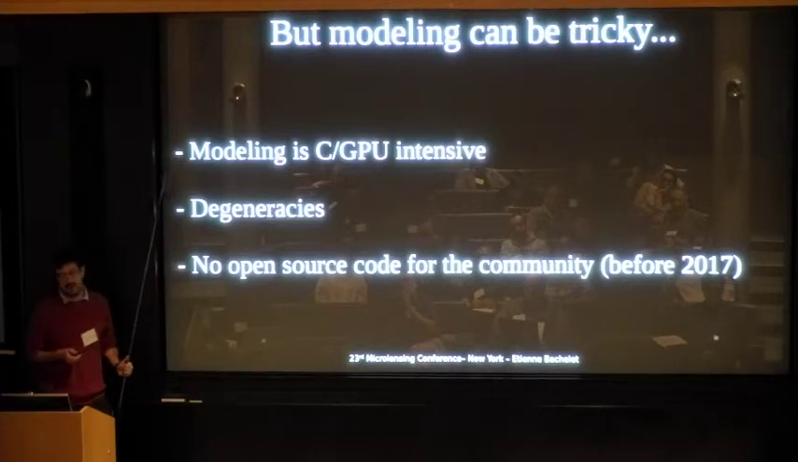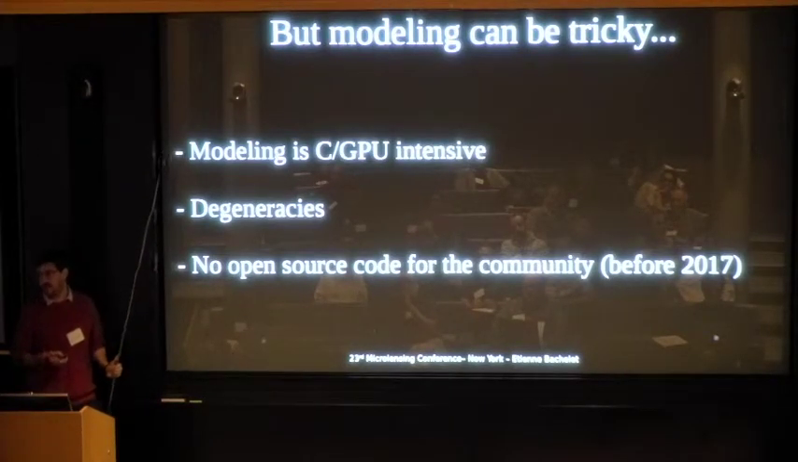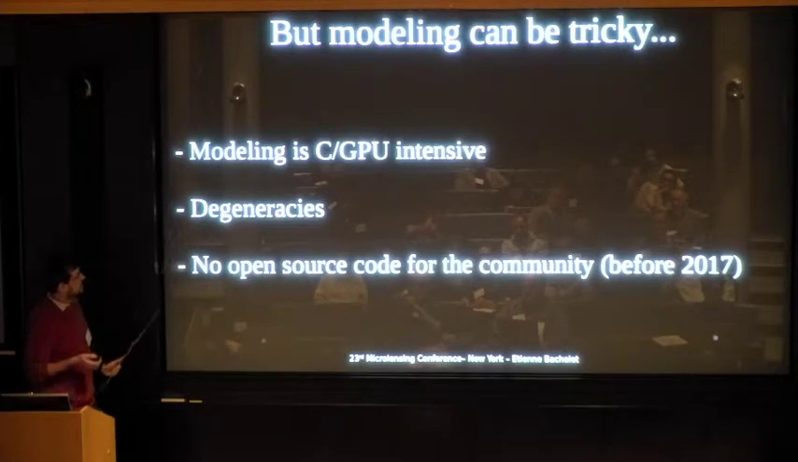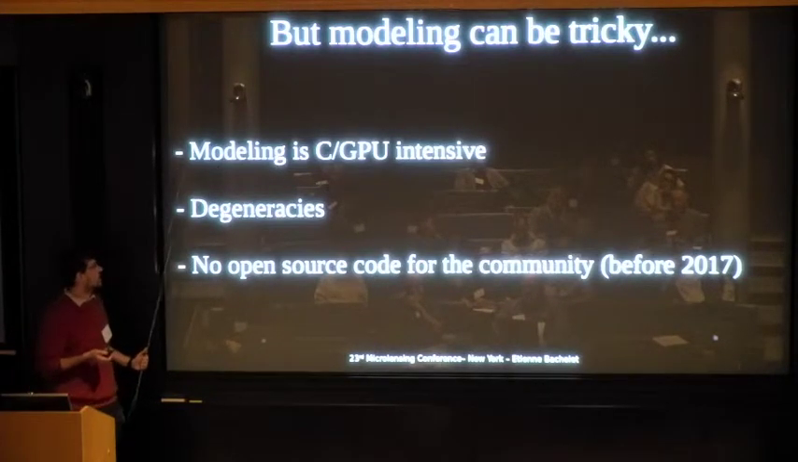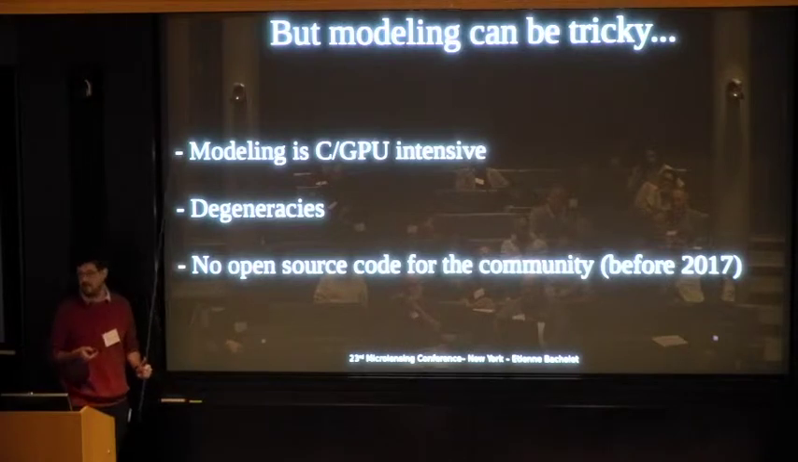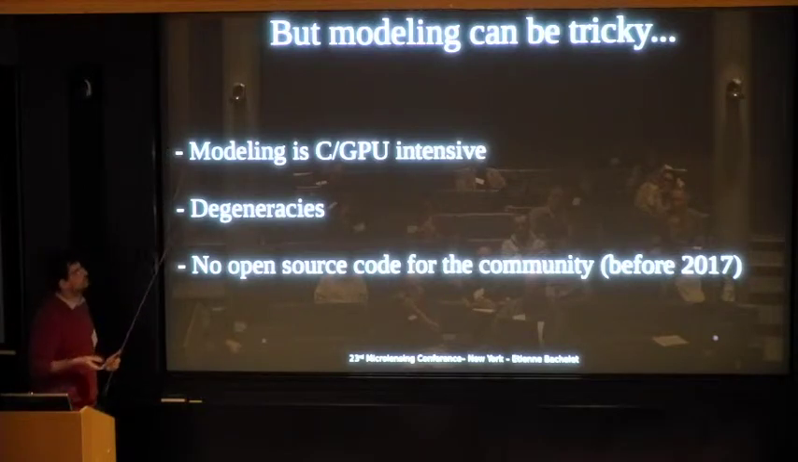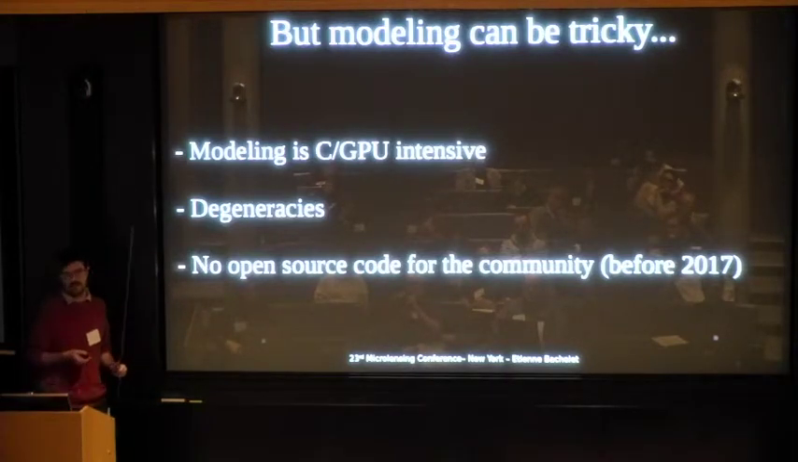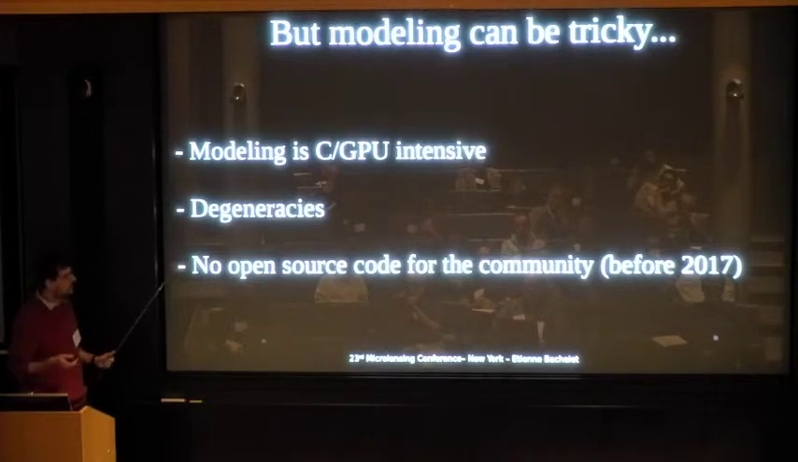But modeling 1,500 planets could be challenging. And some of the reasons are listed here. So for example, modeling is CPU or GPU intensive, and this is intrinsic to the microlensing magnification computation. So not much you can do about this. But also the degeneracies in the parameter space are quite important. For example, the close-wide degeneracy can cause some problems in the model recovery.